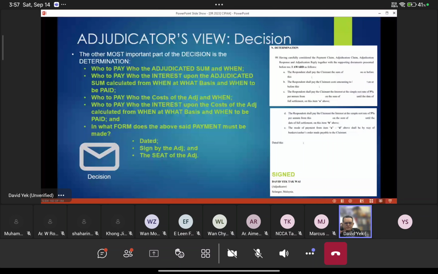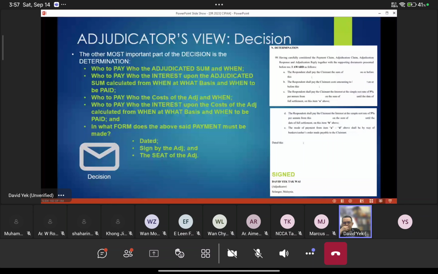Okay, so this formality is very, very important. And remember always to date and to sign. If you forget to sign, it will also be thrown away. And the seat has to be there. For example, in this example, it is signed by myself, I'm the adjudicator, and the state is Selangor, Malaysia. This is the seat. The date is on top. Once this format is there, this is what the adjudication decision looks like.